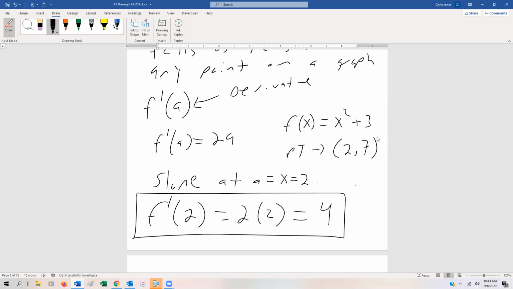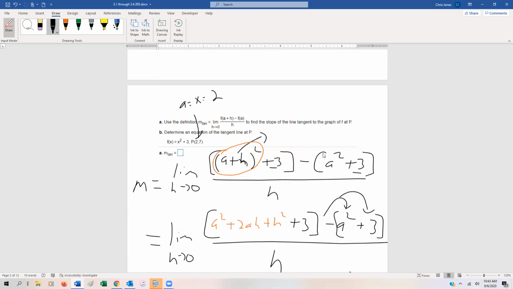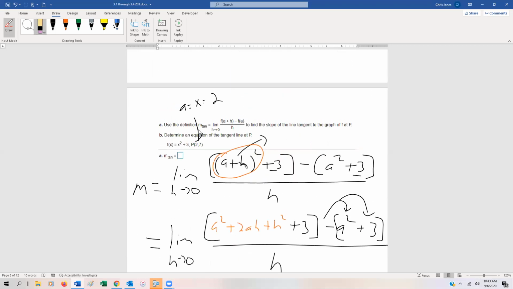So part A basically tells us that if we go all the way back up to the beginning, and I know we did this a while ago, I just want to make sure that we're okay with what the original problem asked us. The original problem asked us to find the slope by using the definition of the tangent.